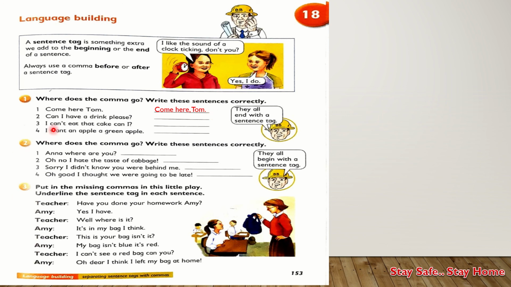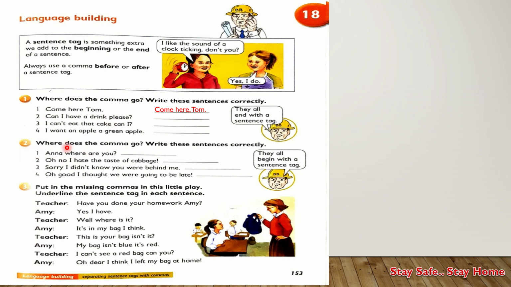Look at sentence number two. Can I have a drink, please? Please here is an addition to the sentence because the original one is can I have a drink? But please is an addition. It's not part of the sentence. So when I do it, I put a comma before please. Okay, guys?